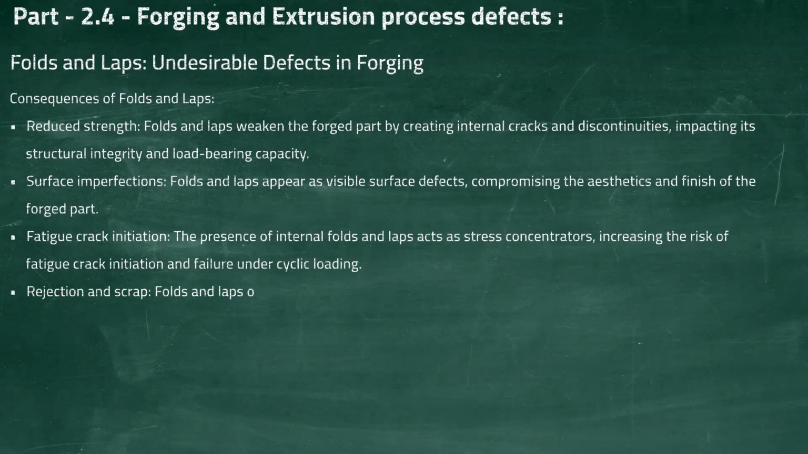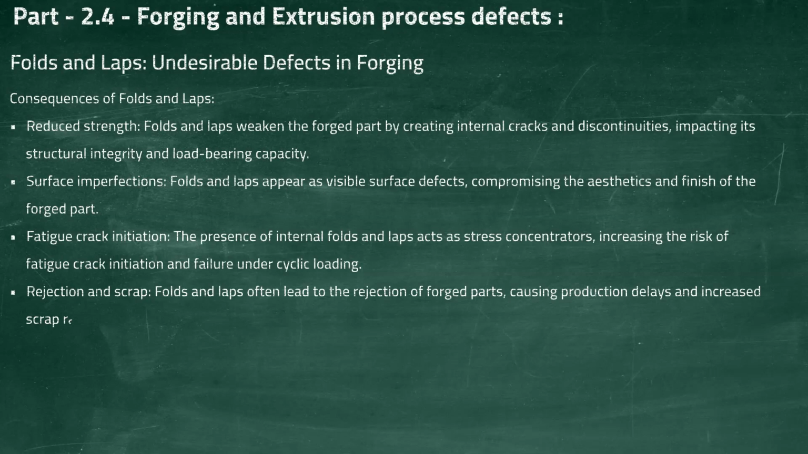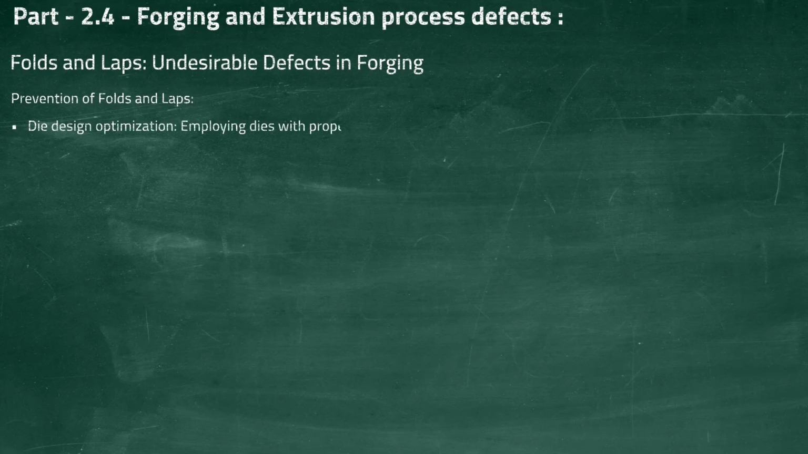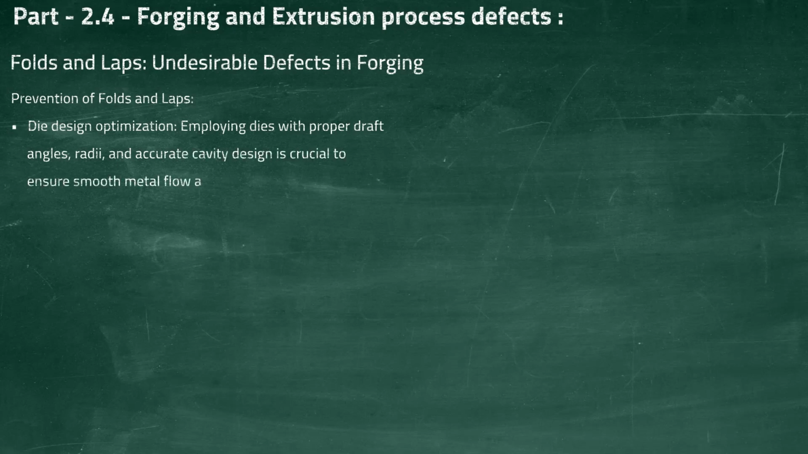Rejection and scrap. Folds and laps often lead to the rejection of forged parts, causing production delays and increased scrap rates. Prevention of folds and laps. Die design optimization. Employing dies with proper draft angles, radii, and accurate cavity design is crucial to ensure smooth metal flow and prevent folds.